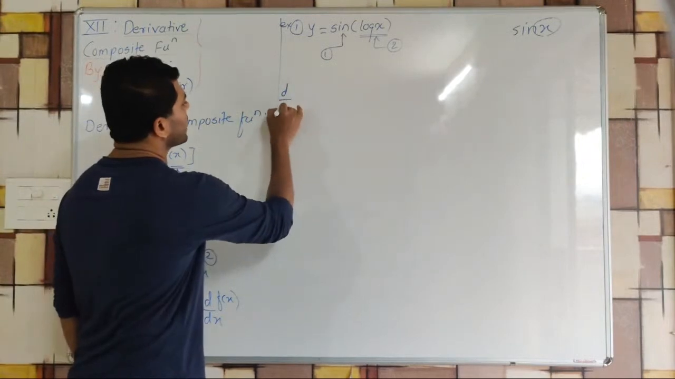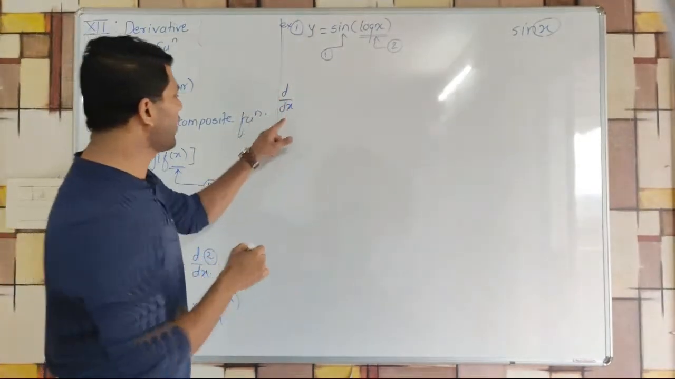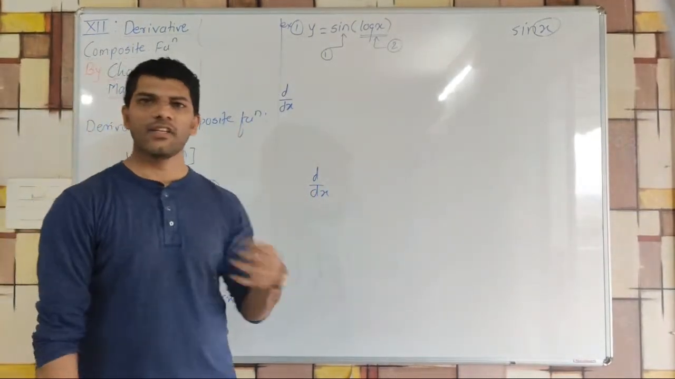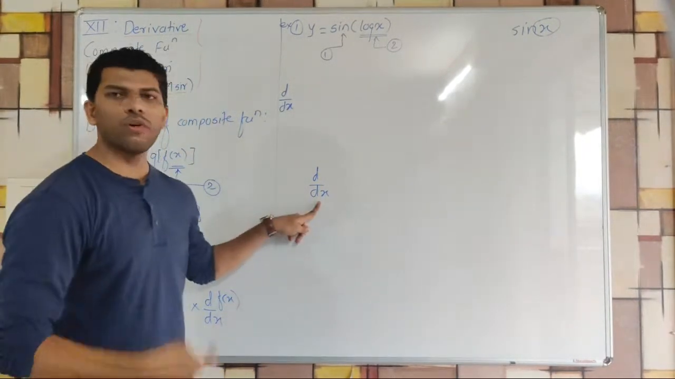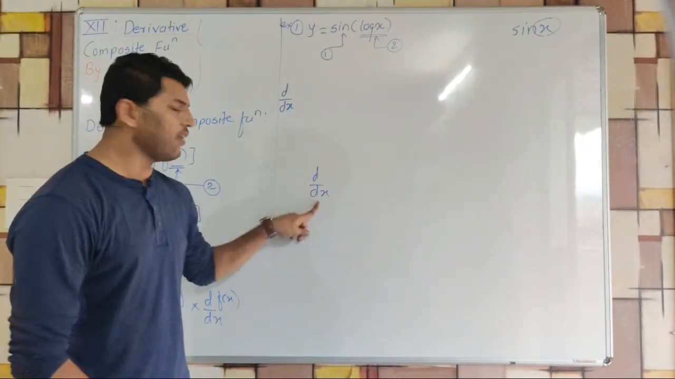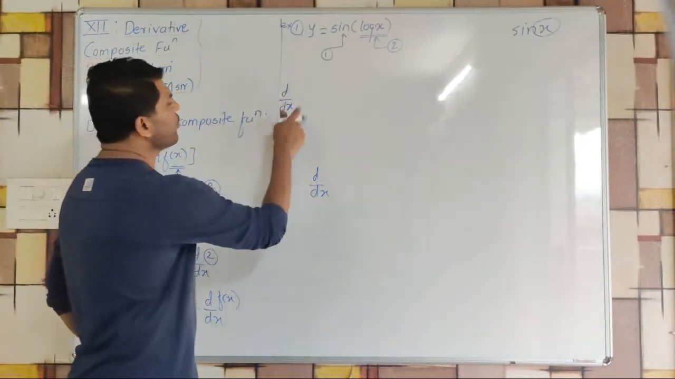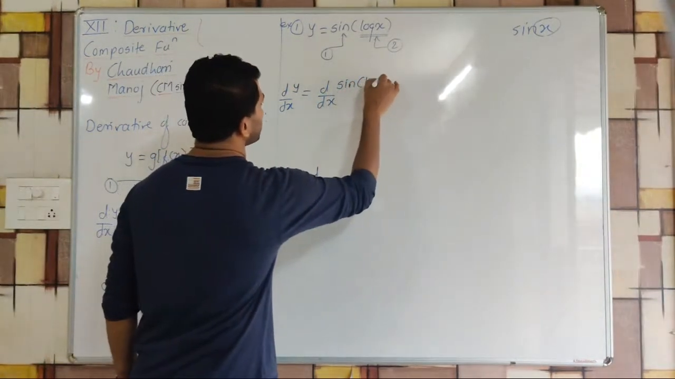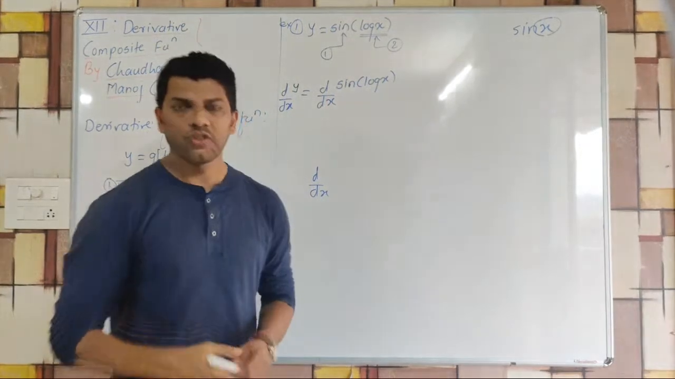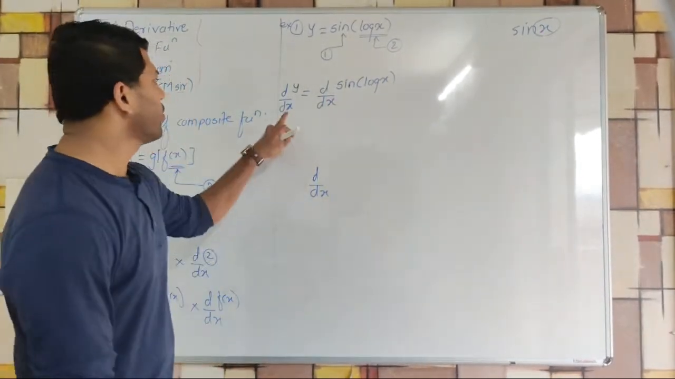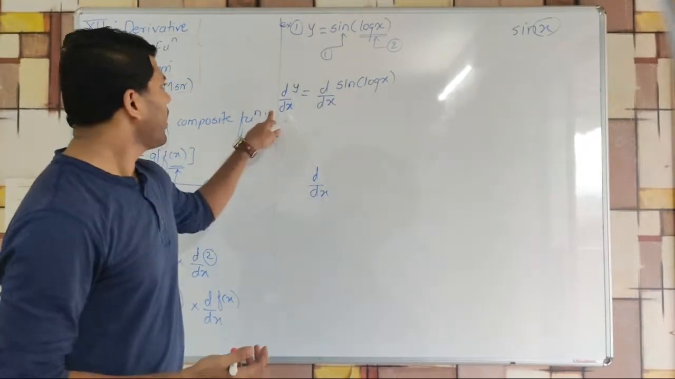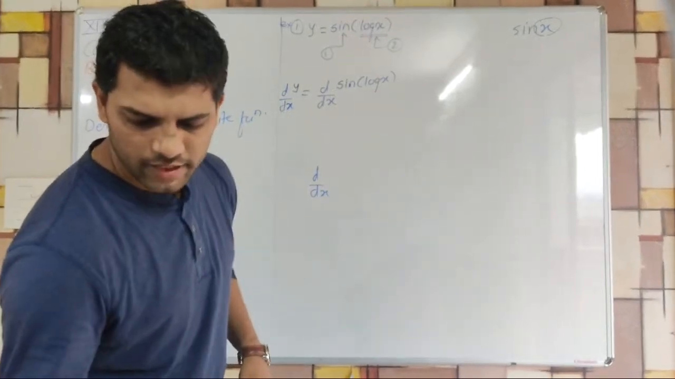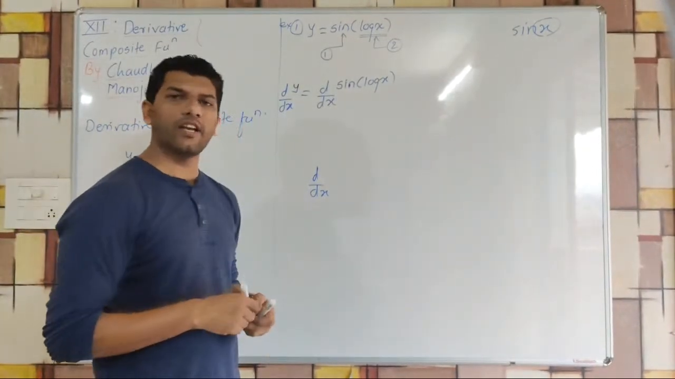Now let's try to differentiate this one. This is the symbol for the derivative, d by dx. Don't just read it as d by dx; write it as derivative with respect to x. So it's the derivative with respect to x of LHS, then the derivative with respect to x of RHS, which is sine of log x. This is just a way of representing things: the derivative of LHS and the derivative of RHS.